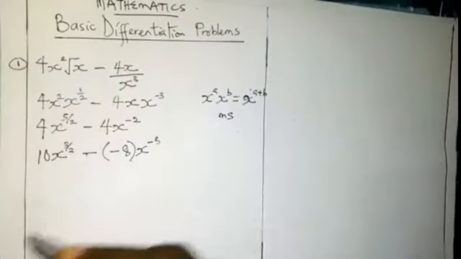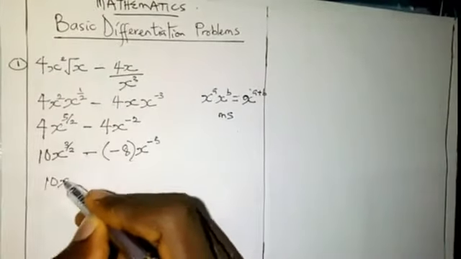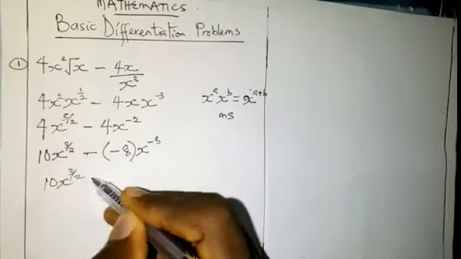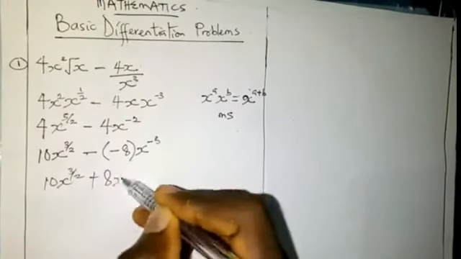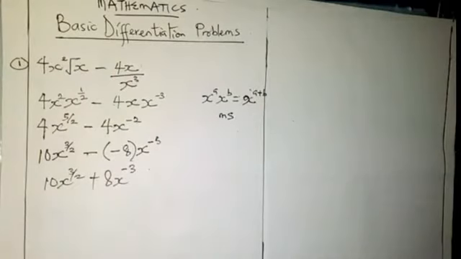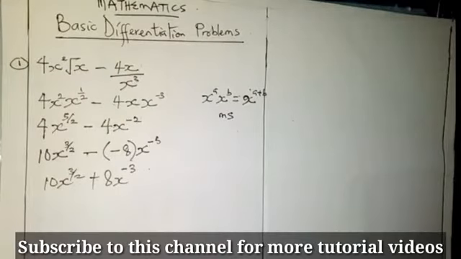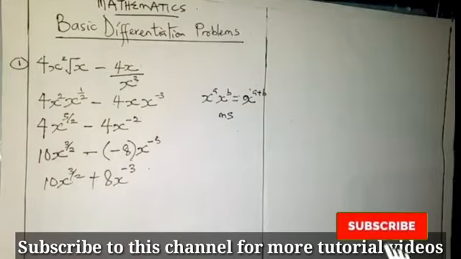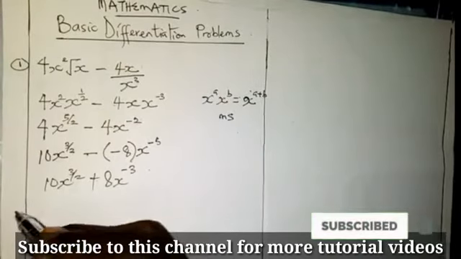So the principle is that you multiply before you subtract. Now 10x raised to the power 3 over 2 plus 8x raised to the power minus 3, since minus times minus gives me plus. So that is my answer. That is the derivative of the first function.